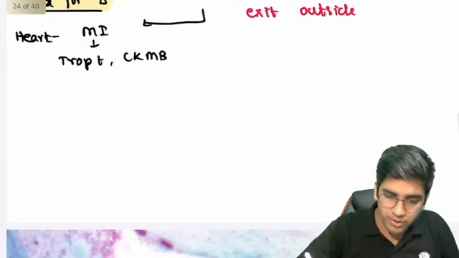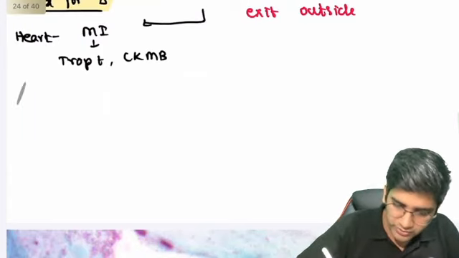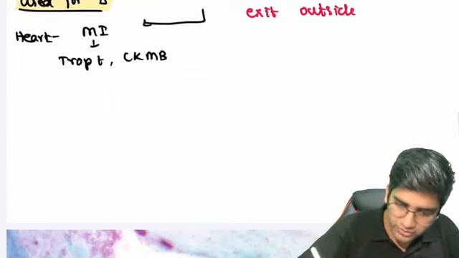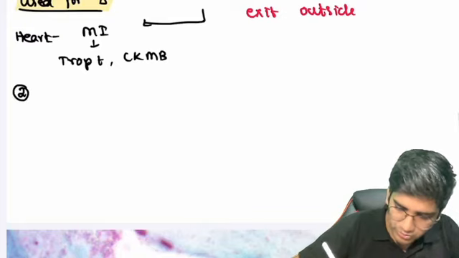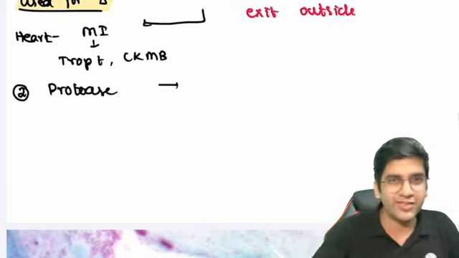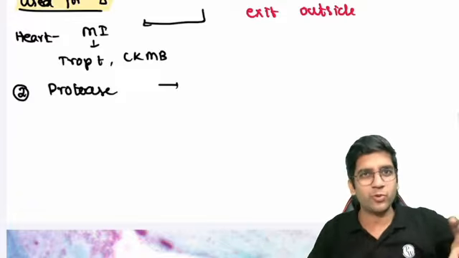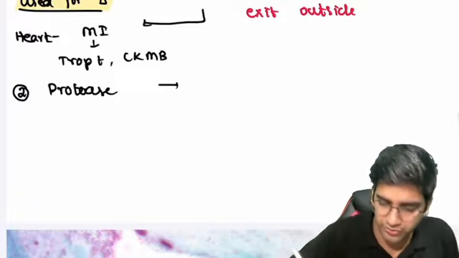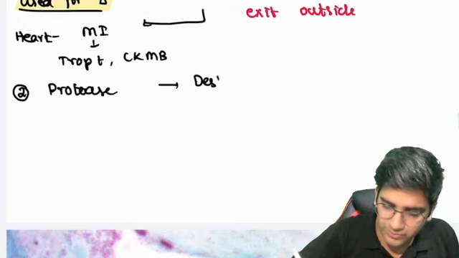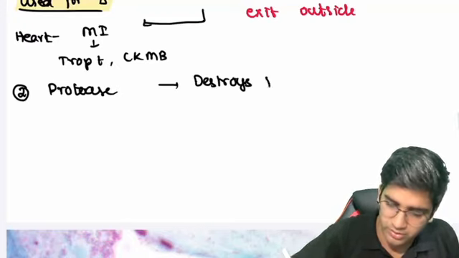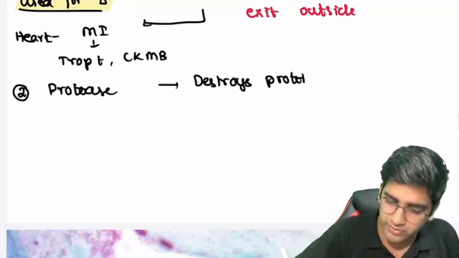The second enzyme which is going to get activated is your protease. The name says everything. Protease destroys protein. That's all. The entire cell is made of protein. The cytoskeletal protein will be destroyed, right? So it destroys protein. This is important for me, right?